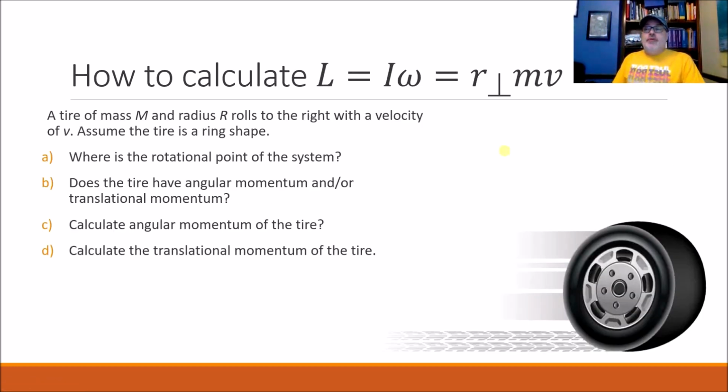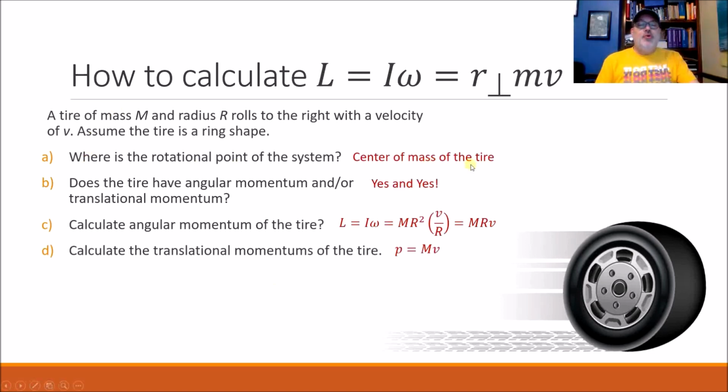Here's another example. We've got a tire with mass m and a radius r. It rolls to the right with a velocity of v. Assume the tire is the shape of a ring, so remember that from our rotational inertia table from earlier. Where is the rotational point of the system? Does the tire have angular and translational momentum? Calculate the angular momentum and the translational momentum. So I guess the answer to B is yes and yes. I'd like for you to figure these out and then go to the next slide, or pause the video and then go to the next slide.